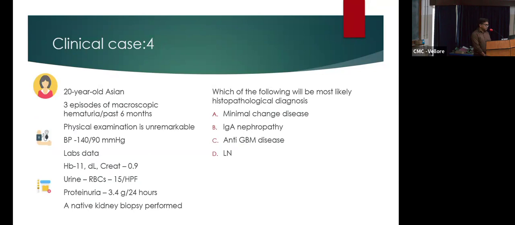She presented with 3 episodes of macroscopic hematuria over the past 6 months. Examination shows blood pressure of 140/90, and labs show creatinine of 0.9, urine showing 15 RBCs per high power field, and protein of 3.4 gram. That is a nephrotic proteinuria. A native kidney biopsy was performed, which shows either minimal change, IgA, anti-GBM, or lupus.